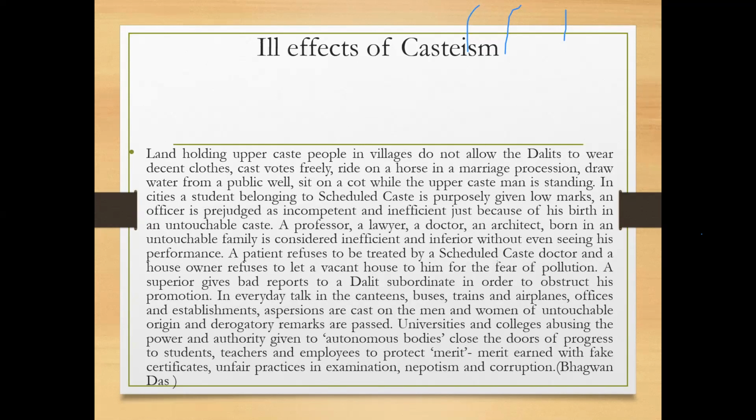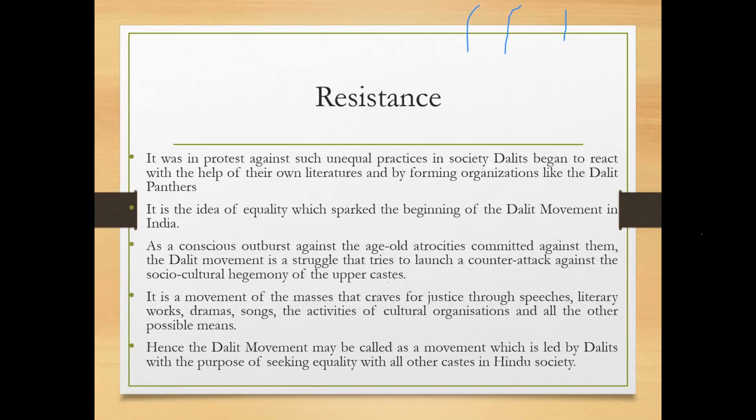Since we have discussed the ill effects, the oppression which is being inflicted, therefore we see the resistance. Whenever there is oppression, there should be resistance. So what do we see? That it was in protest against such unequal practices in society that Dalits began to react with the help of their own literatures and by forming organizations like the Dalit Panthers. It is the idea of equality which sparked the beginning of the Dalit movement in India.